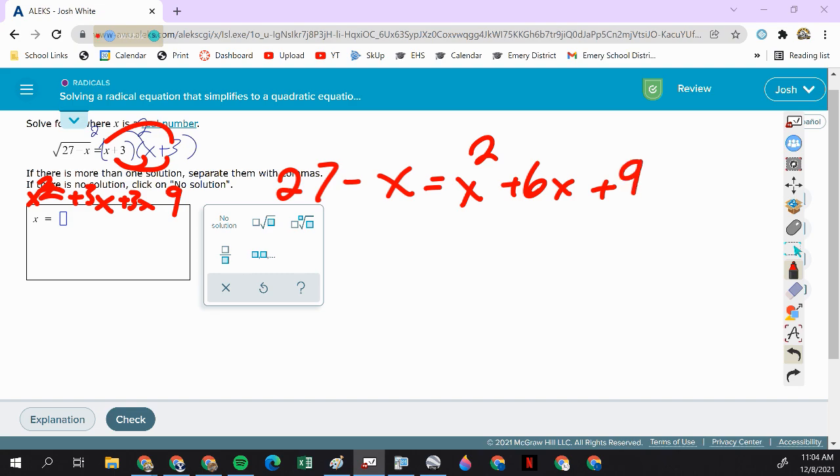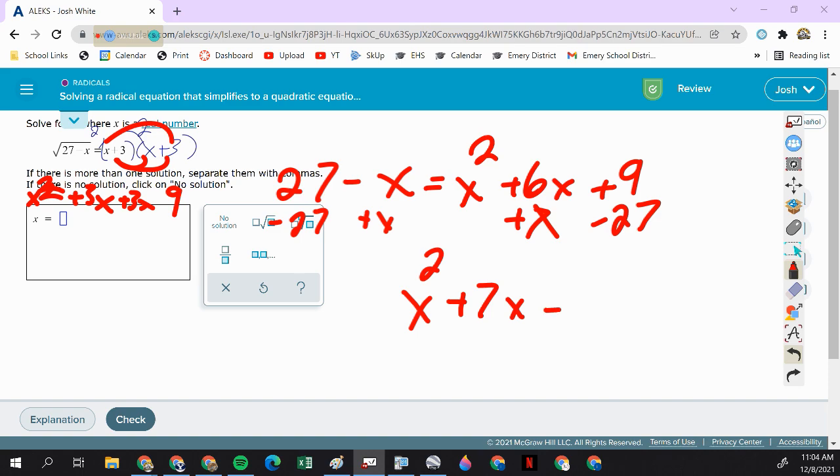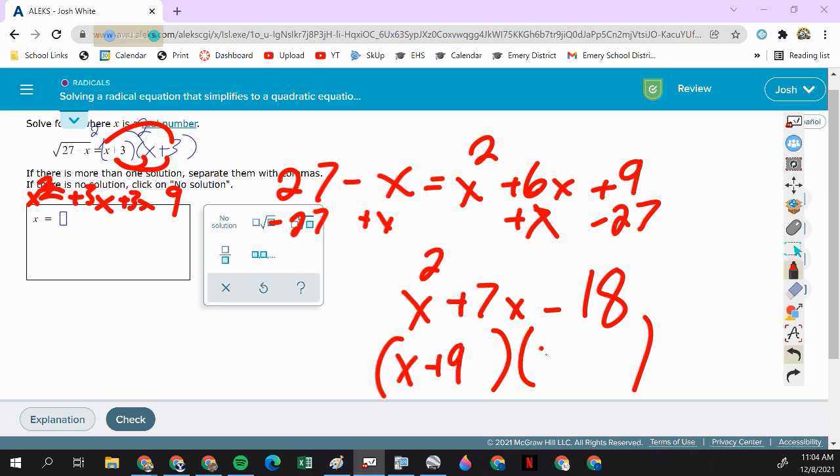Okay. Now, I subtract 27, and I add x, and I get x squared plus 7x minus 18. Can you think of two numbers that multiply to be negative 18 and add to be 7? x plus 9 and x minus 2. Did you get it this time?